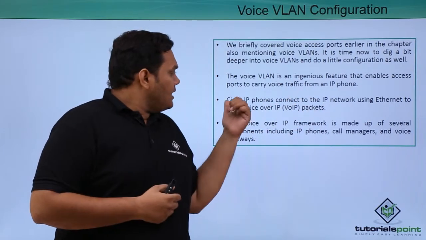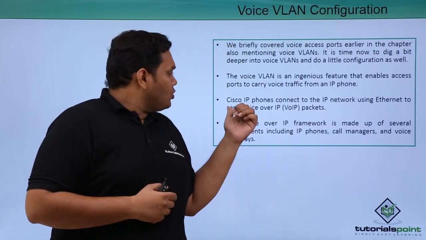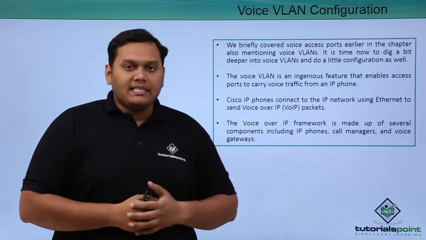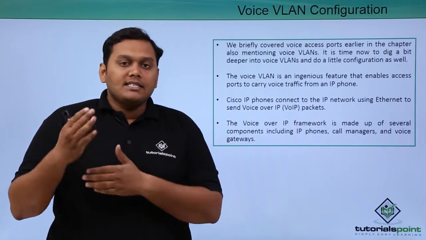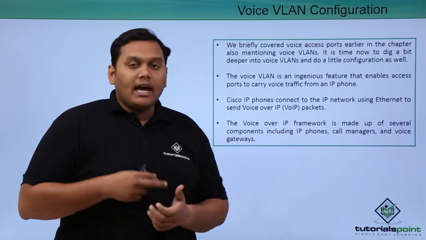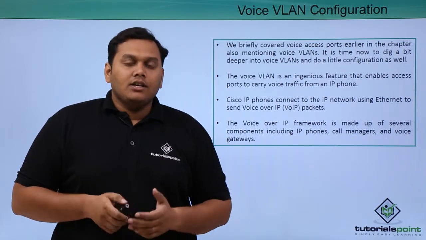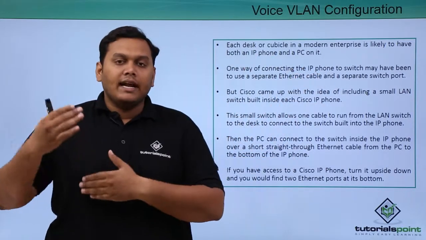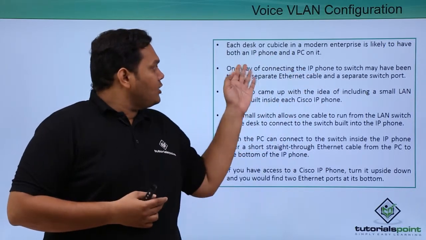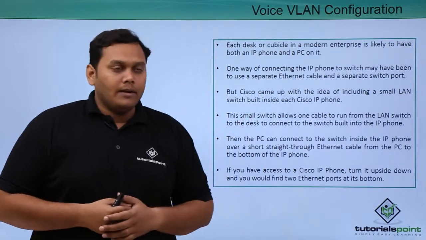Cisco IP phones connect to the IP network using Ethernet to send voice over IP packets, and the voice over IP framework is made up of several components including IP phones, call managers and voice gateways. Each desk and cubicle in a modern enterprise network is likely to have both an IP phone as well as a PC on it.